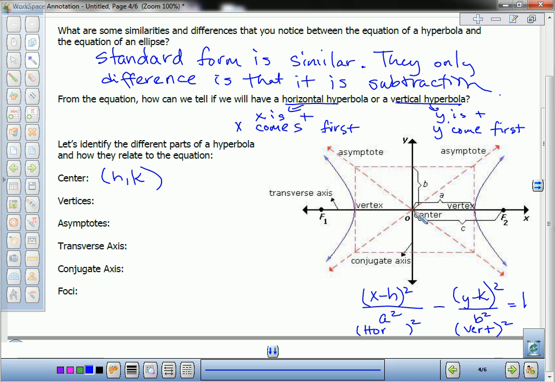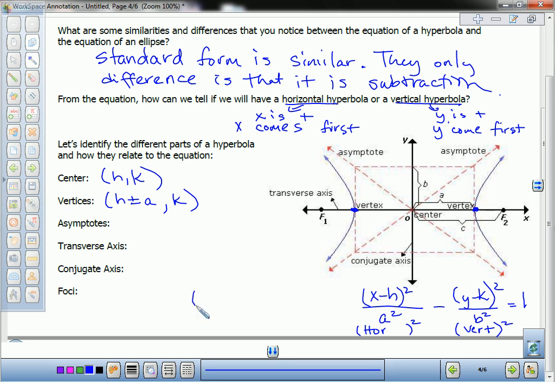Okay, so to find our vertices, if it opens left and right, the vertex is actually part of the curve. That's the one piece of this graph that's part of the curve, is our vertex. So if it opens left and right, to find the vertex, we're going to add and subtract that A to the X at the vertex.